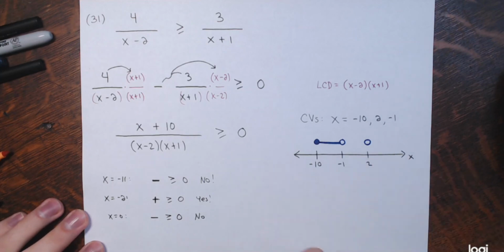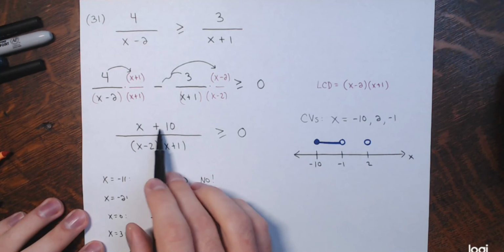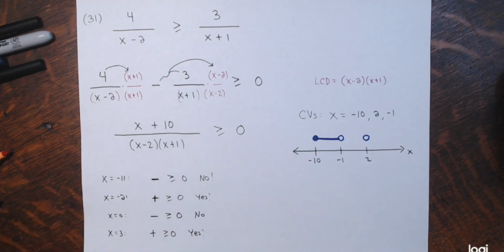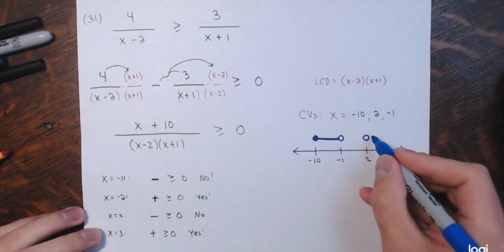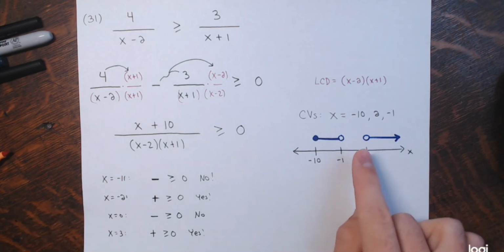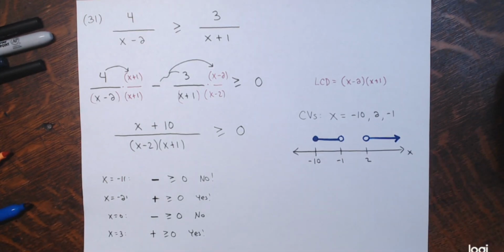And then to the right of 2, say 3. Everything's positive now. You'd have a positive number on the left. Is that greater than or equal to 0? Absolutely. So the values to the right of 2 are solutions as well. And there we go. We have a picture of our solution set there.